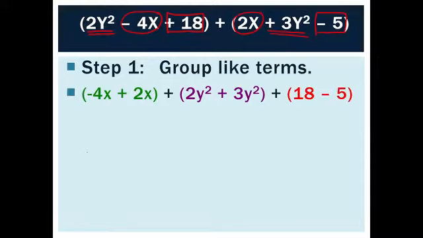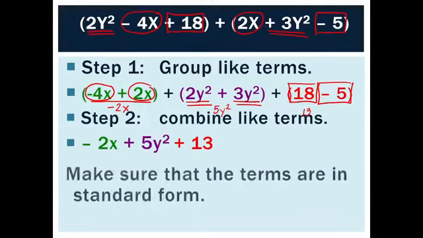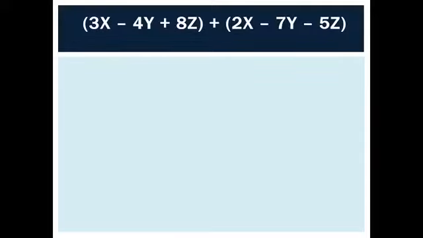How much is this? 13. So our answer is now negative 2x plus 5y squared plus 13. Okay? Next, what about this one? Oh, where is the partner of this 3x? 2x. Where is the partner of 4y? Okay, with the negative sign, ha? Where is the partner of 8z?